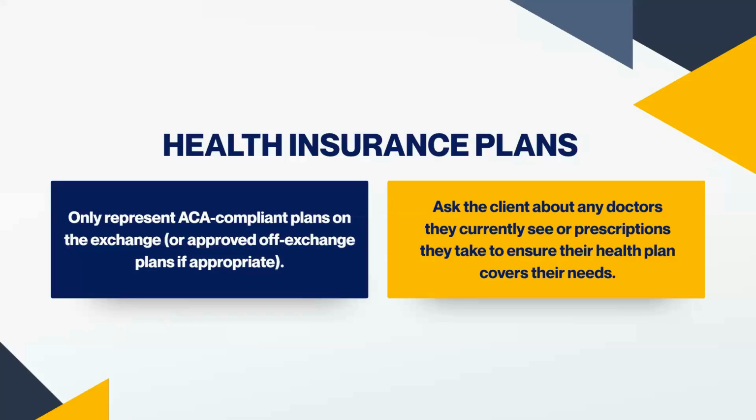Health insurance plans only represent ACA compliant plans on the exchange or approved off exchange plans if appropriate. If you are representing healthcare.gov, that's who you are writing plans through, that's who you're helping. Make sure that they are getting ACA compliant plans and they understand that. On or off exchange is okay. Off exchange will not get premium tax credits, so that's going to be typically for higher income individuals or individuals who are not eligible for premium tax credits. And then always ask the client about any doctors they currently see or prescriptions they take, just to make sure their health plan does cover their present needs.